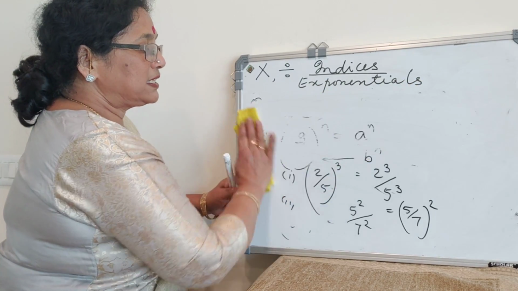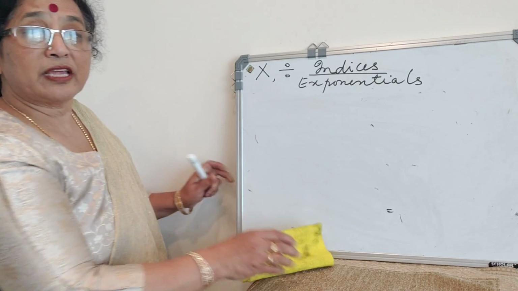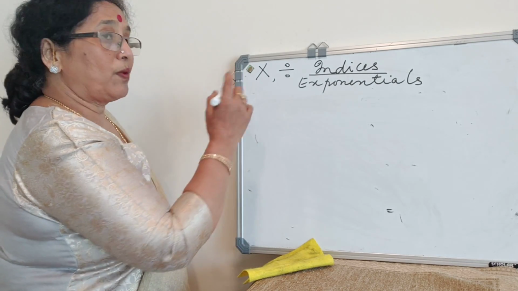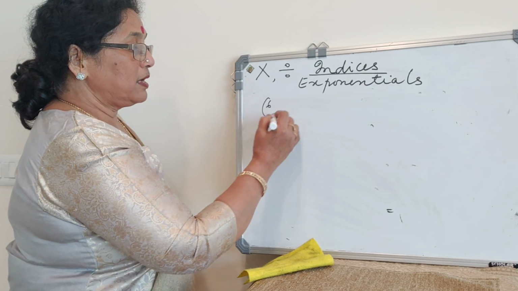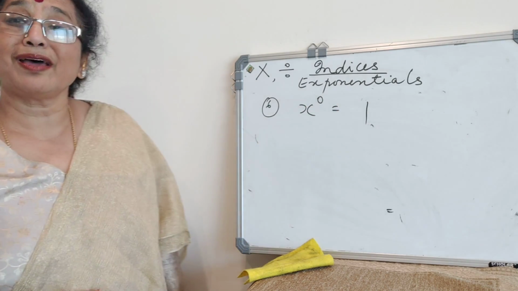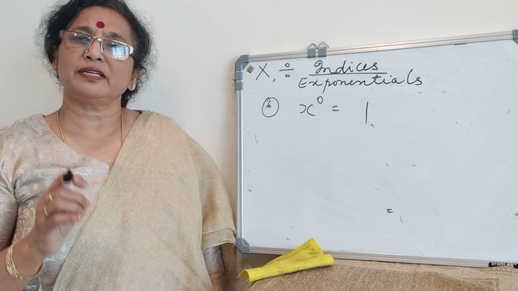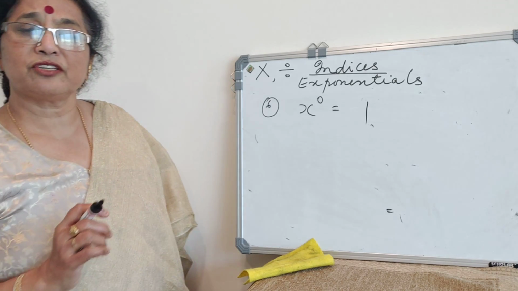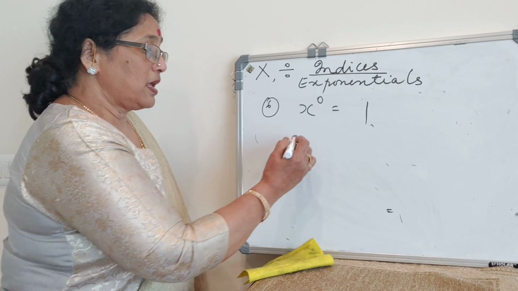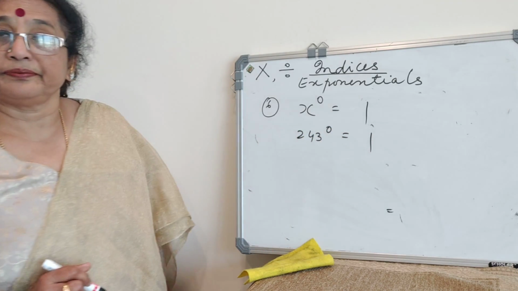Then let us come to negative powers. When does a power become negative? Before that, we should know 1, 2, 3, 4, 5. So the sixth one: any number to the power of 0 is 1. Any number, whether it's a known number raised to the power of 0, it is 1. If I have 243 raised to the power of 0, it is 1.